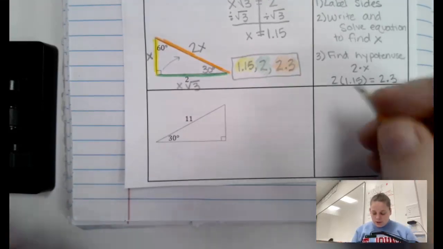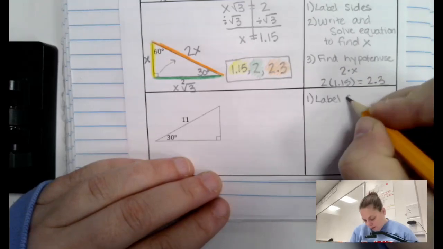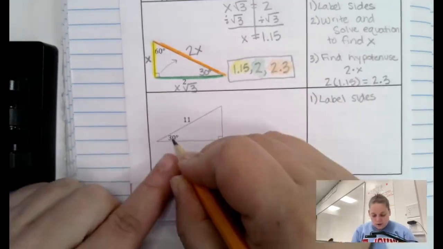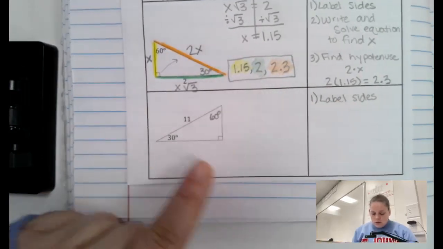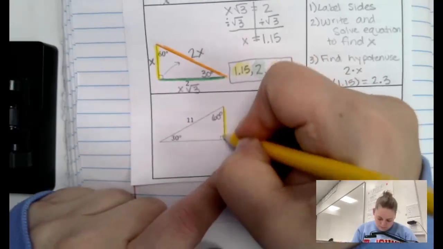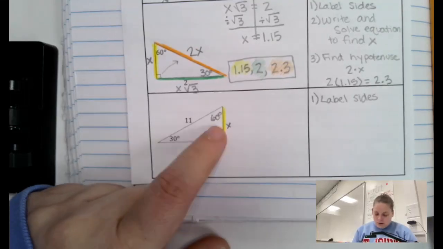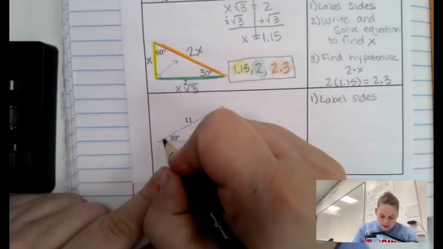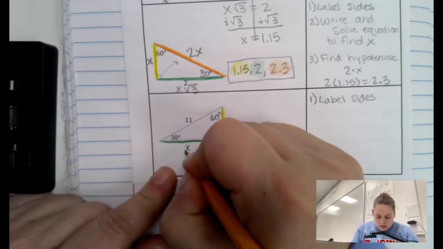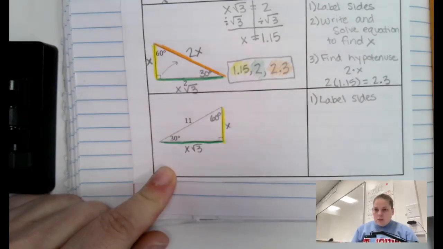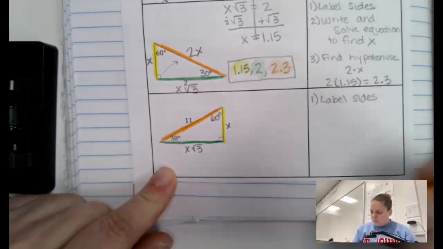All right, so on this first step, again, we're going to label our sides. This time we're given our 30 degrees, so we could label this one as 60 degrees because we know this is 90. Across from 30 is our shortest leg, which is x. Across from 60 is our longer leg. I did this backwards in my brain. X square root of 3. And then we have our hypotenuse, which is across from the 90, and that would be 2x.